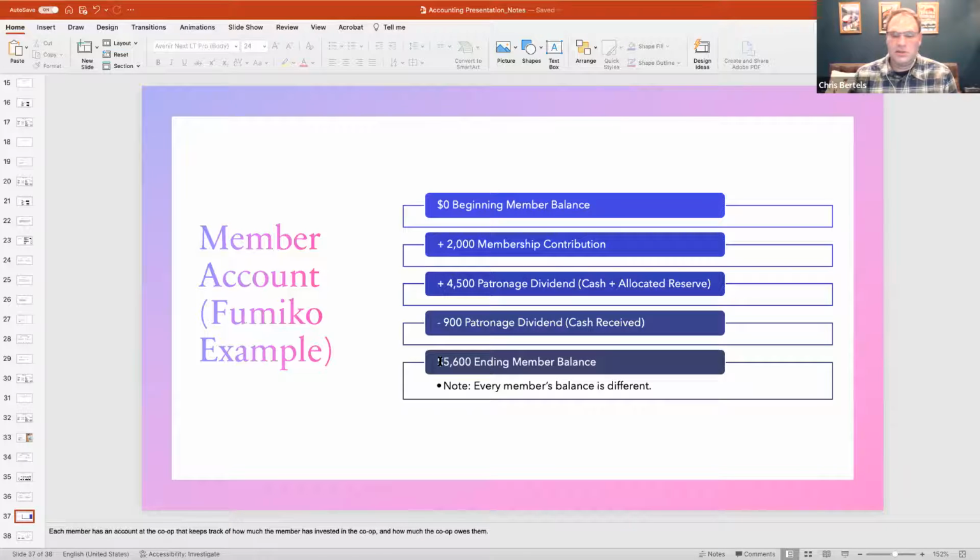I mean, there are a lot of things that have to be considered as to whether she actually gets $5,600. But the general concept is that's how much she should get when she leaves the co-op. And then just a quick note: everybody's member balance is going to be different, because each member worked a different number of hours, so their number could be less than $5,600, or it could be more.